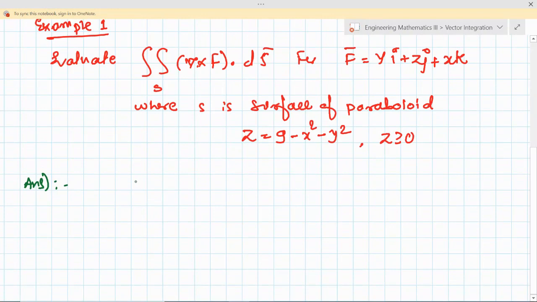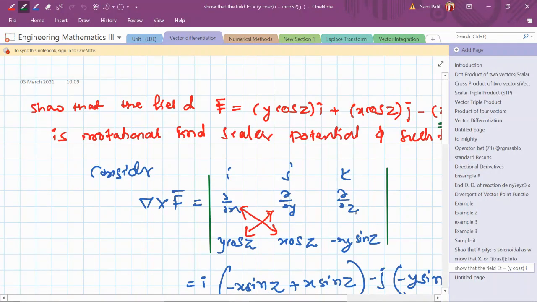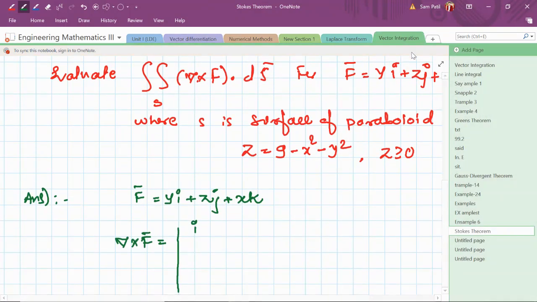Now f bar is equal to yi plus zj plus xk. And what is del cross f bar? Del cross f bar is simply, cross means a determinant. We have seen this in the previous unit. Del cross f bar is the determinant with i, j, k, then del by del x, del by del y, del by del z, then f1, f2, f3. The same thing we are using here.